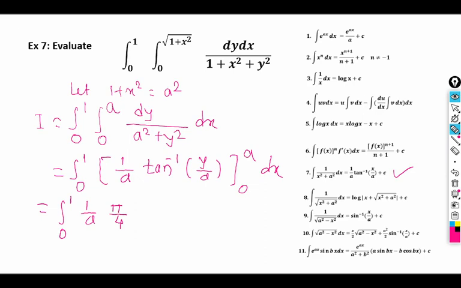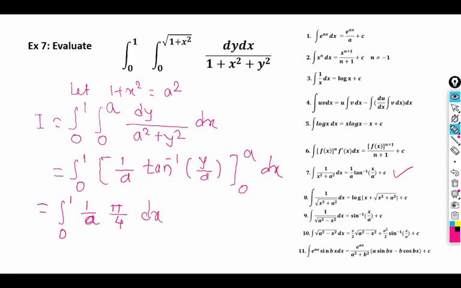So two values we use. When we put y by a, tan inverse 1 is pi by 4, and tan inverse 0 is 0. You can check these values on a calculator also. Tan inverse 1, the calculator gives you 45 degrees, means pi by 4, and tan inverse 0 is 0. And dx we left.